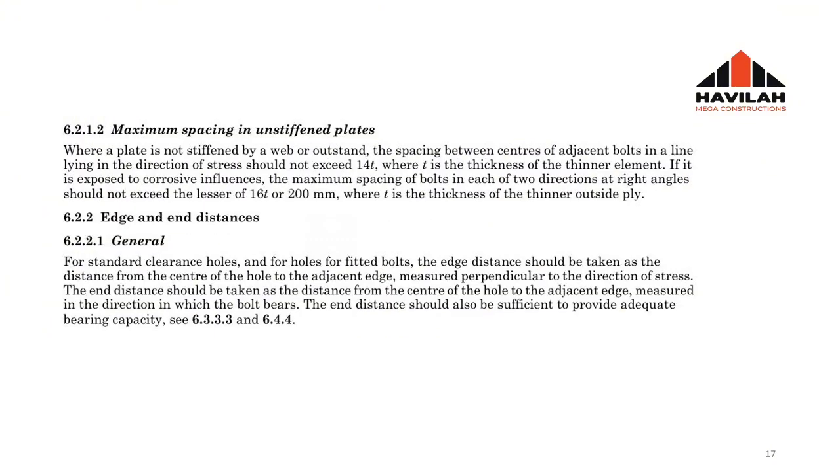All right, so we have the maximum spacing in unstiffened plate. Where a plate is not stiffened by a web or outstand, the spacing between centers of adjacent bolts in a line lying in the direction of stress should not exceed 14t. You see that now, this is the maximum, should not exceed 14t, where t is the thickness of the thinner element. Now the edge and end distance, of course, we've spoken about this.